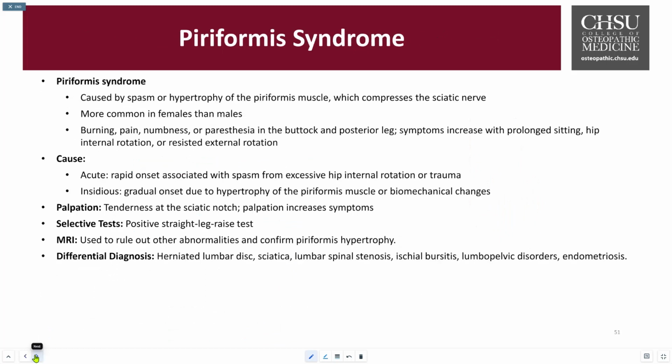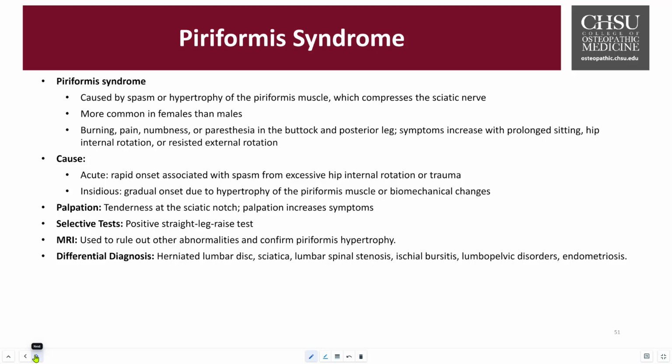The last one is piriformis syndrome. This is caused by spasm or hypertrophy of the piriformis muscle. Whenever there's a compression of the sciatic nerve, this can occur, and oftentimes this is more common in females than males. It creates a burning, numbness, paresthesia in the buttocks and lower leg, and usually gets worse when you're sitting for a long period of time.